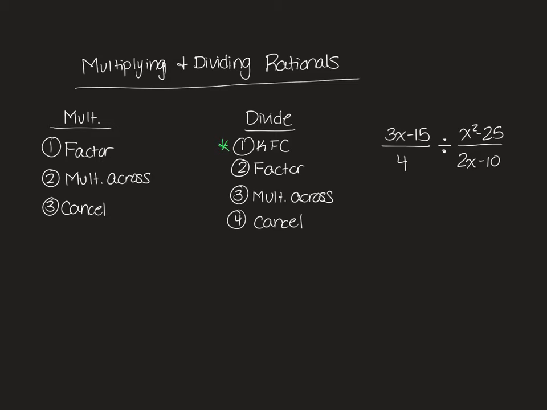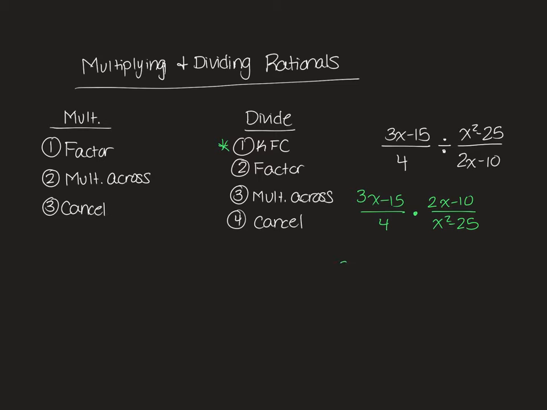So I do the keep change flip first. So I'm going to keep the first, change to multiplication, and then flip the second one. And at this point now it becomes just a multiplication. So we want to factor first.